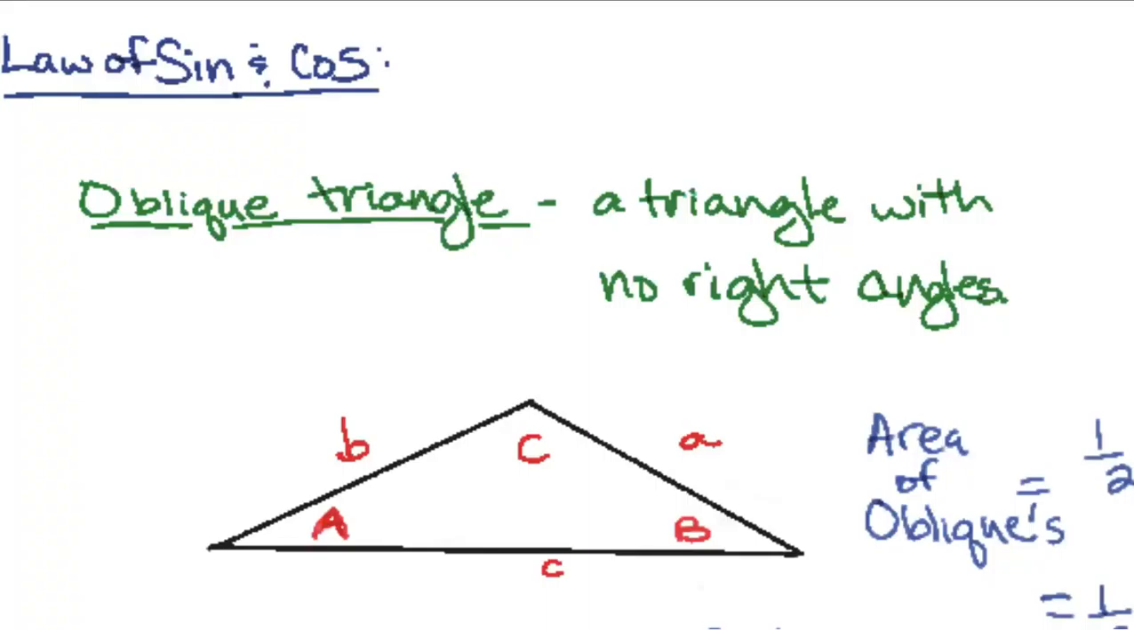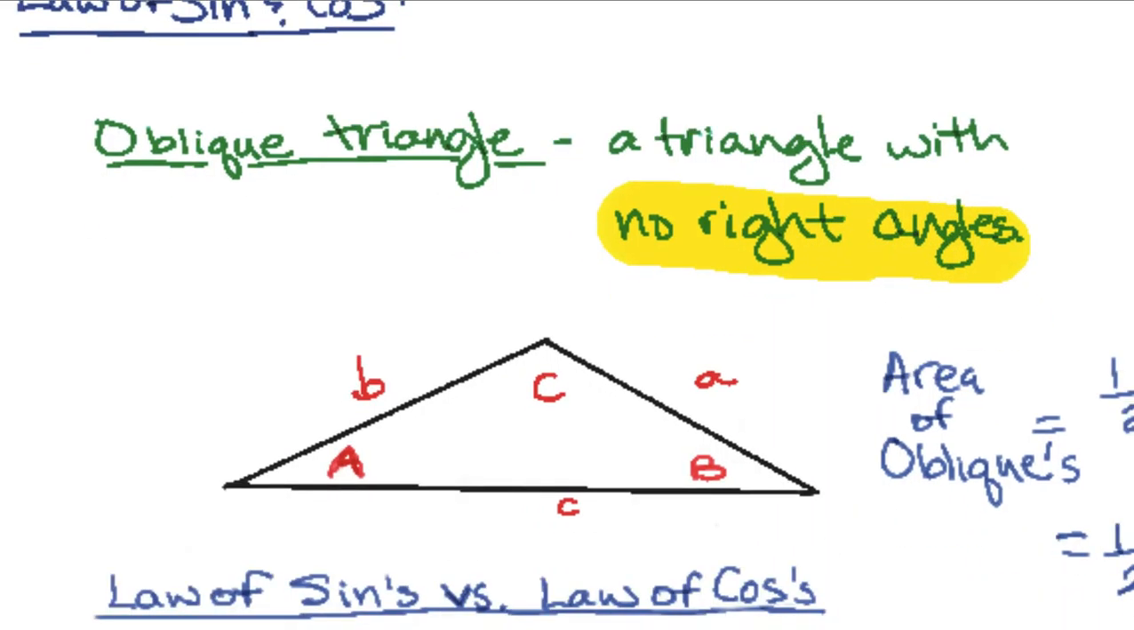Today we're going to be looking at the concept of oblique triangles and the various things you need to know about them, like the law of sines, of cosines, and the area. So what is an oblique triangle? Well, it's a triangle that has no right angles.